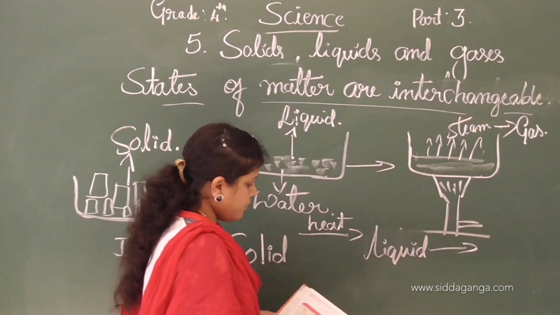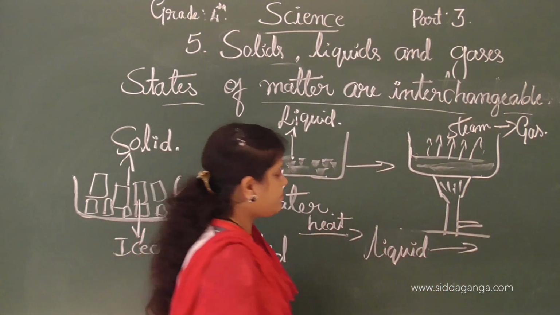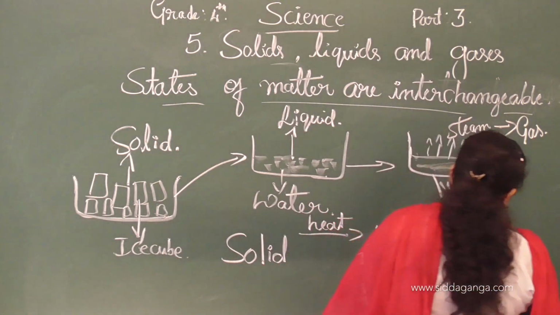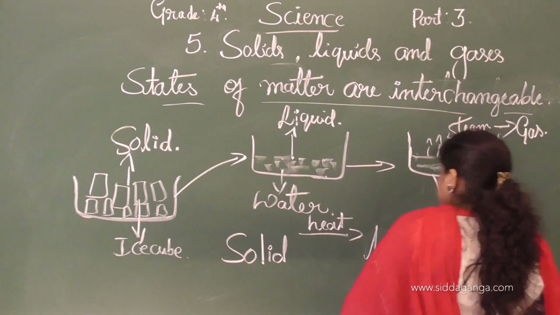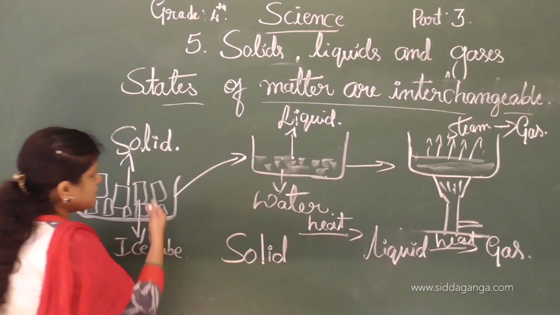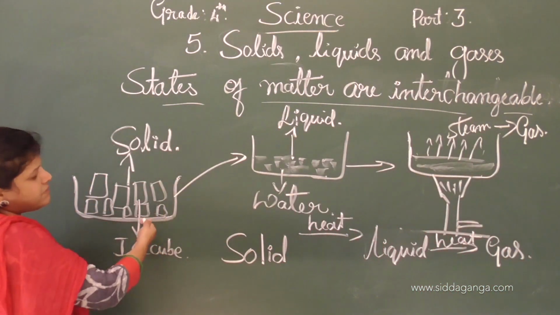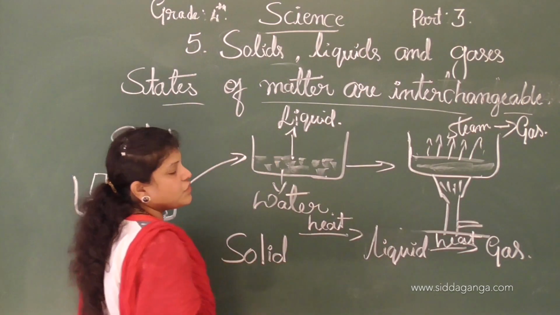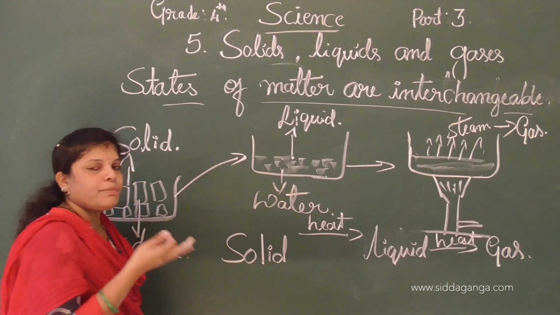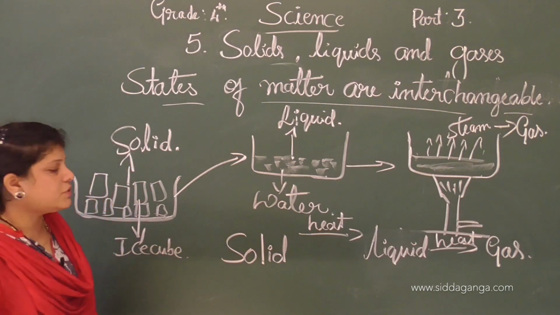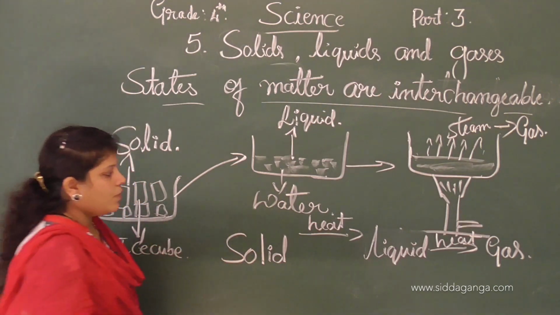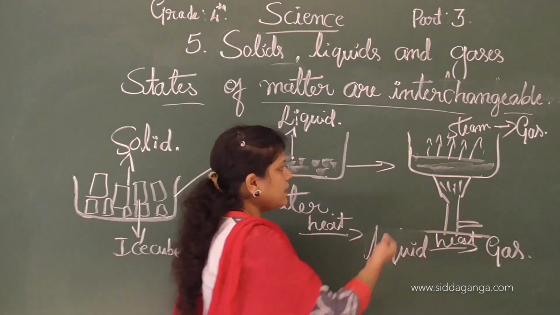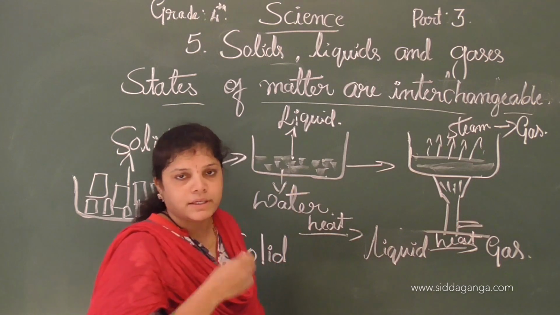And when we heat that water again, what happens? It changes into what? Gas. So here, first we keep this ice cube outside, what happens? It changes into liquid. Now if we heat the ice cube, it will turn into what? It changes into liquid. Okay, see, that liquid, when we heat it again, converts into steam.